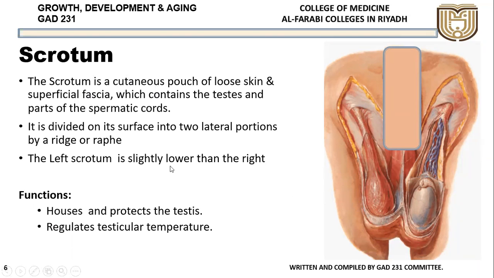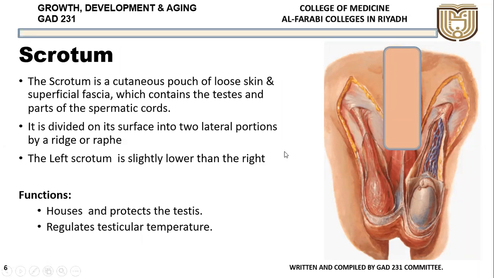Deep to that, there will be the superficial fascia, which houses the testes and parts of the spermatic cord. As you can see here, the testes are in pair. So they will be housing the testes. They will keep the testes within these bags, and also a part of the spermatic cord. Here you can see the spermatic cord, and if you cut it open, inside you can see the pampiniform plexus. There will be artery, pampiniform plexus, vas deferens, everything within this spermatic cord.